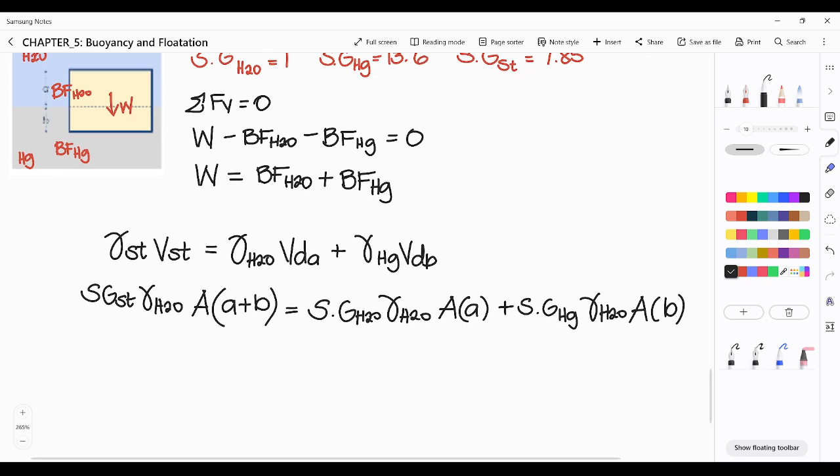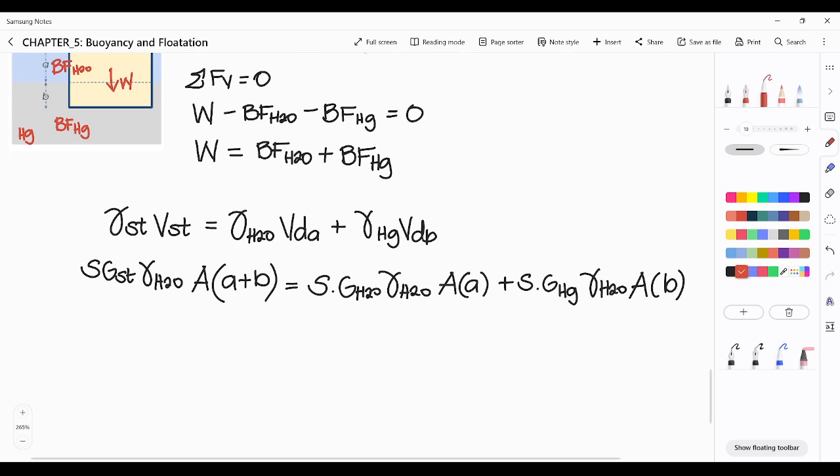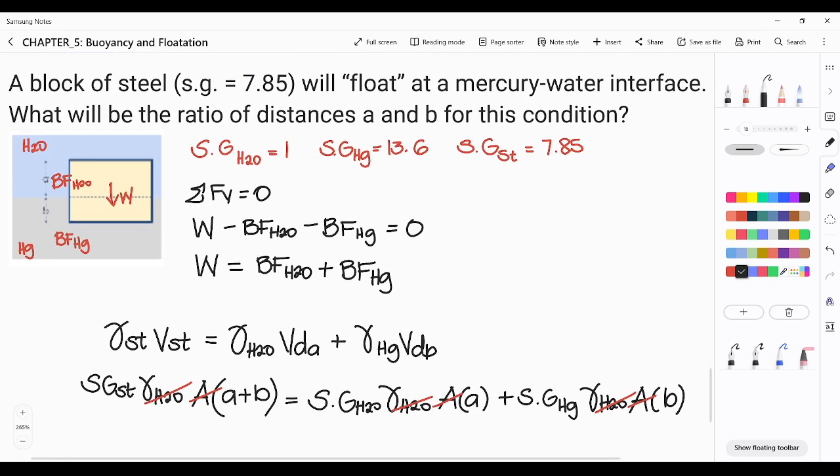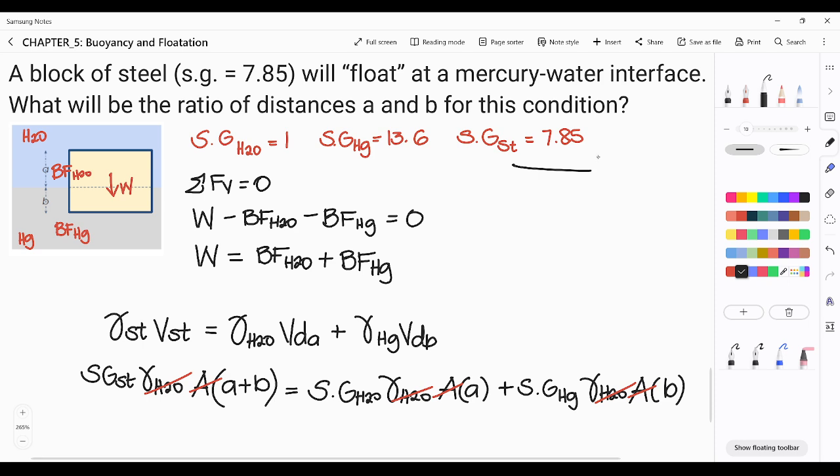Kung mapapansin nyo, mga kasama, the common variables will just cancel out. Yung gamma ng H2O tsaka yung area. Nag-cancel out lang sila since common silang lahat. Hindi naman nagbabago yung area. So, we are left with the SG of steel. What is the value for the specific gravity of steel? We have here 7.85 times A plus B.